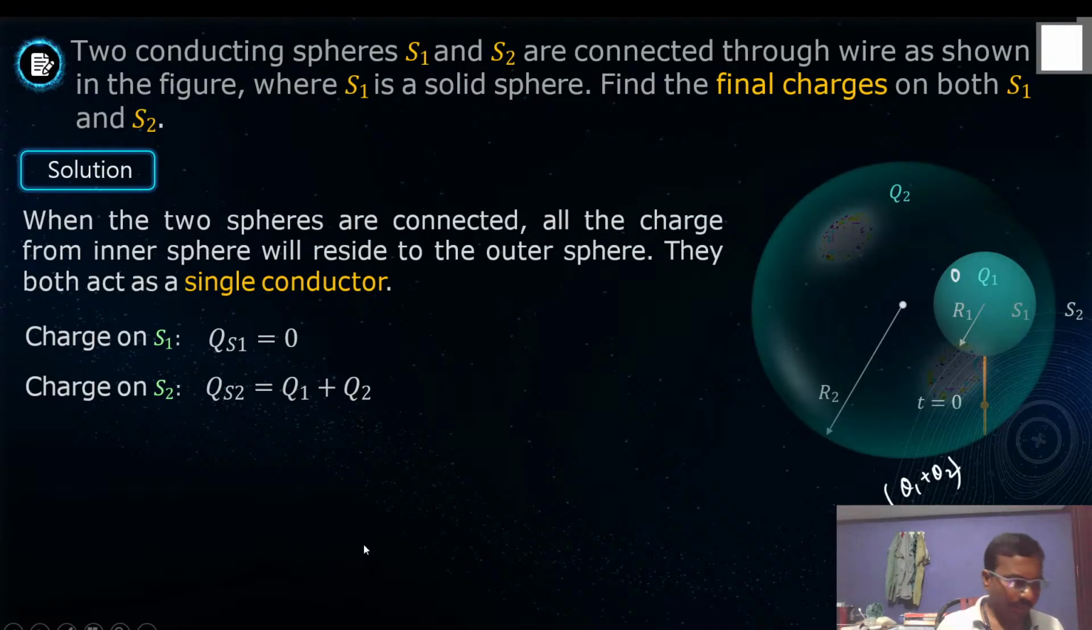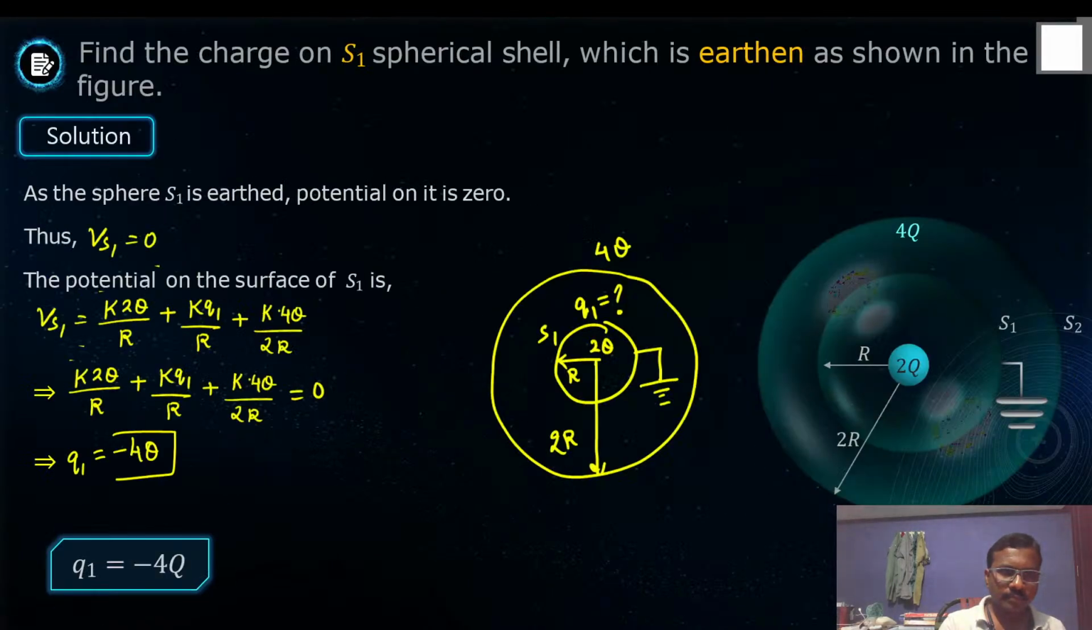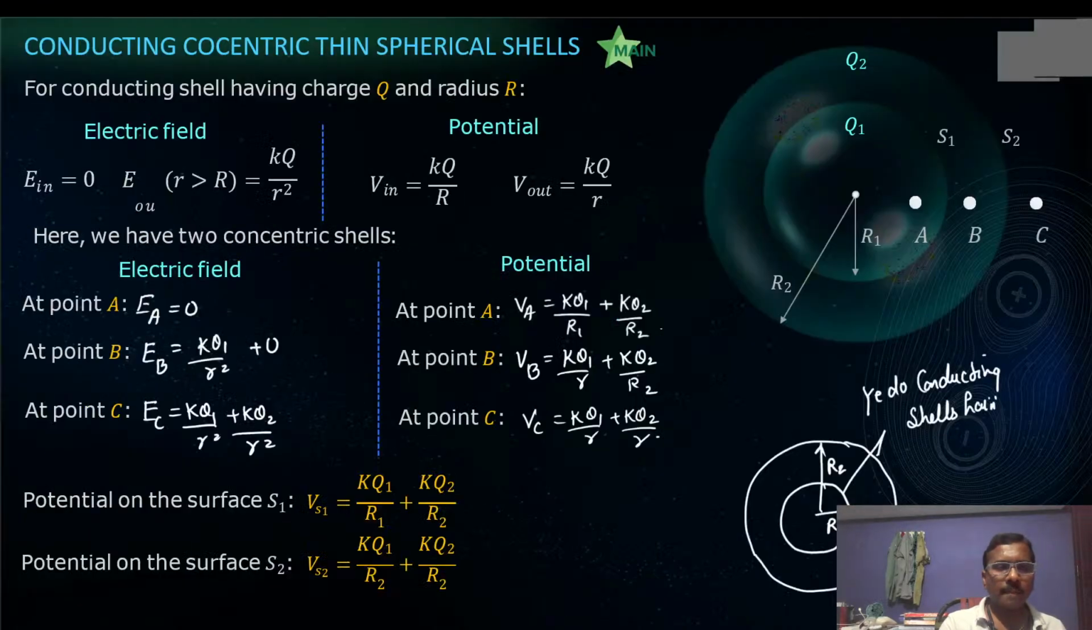Any doubt? Can we use sigma by r square? Sigma by r square, how is it? Sigma by epsilon naught.